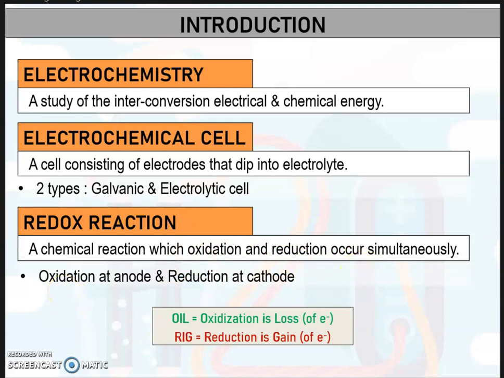Oxidation will happen at anode and reduction will happen at cathode. So this is a good formula for you to remember. Oil rig. Oxidation is losing electron. Reduction is gain electron. Oil rig, or we have girler. There are many more.